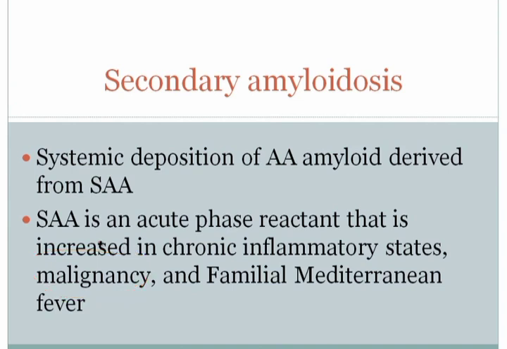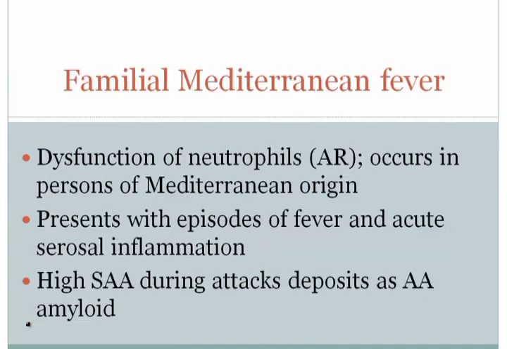The third example, which is super rare and likely not to be seen clinically except on very rare occasion, however, very commonly shows up on board exams, is familial Mediterranean fever. Now, what is familial Mediterranean fever? Familial Mediterranean fever is actually a dysfunction of the neutrophils. It is a familial genetically derived dysfunction, which is actually autosomal recessive, and it occurs in persons of Mediterranean origin.